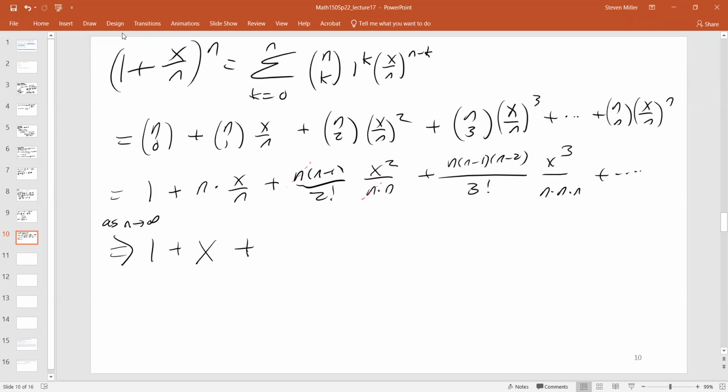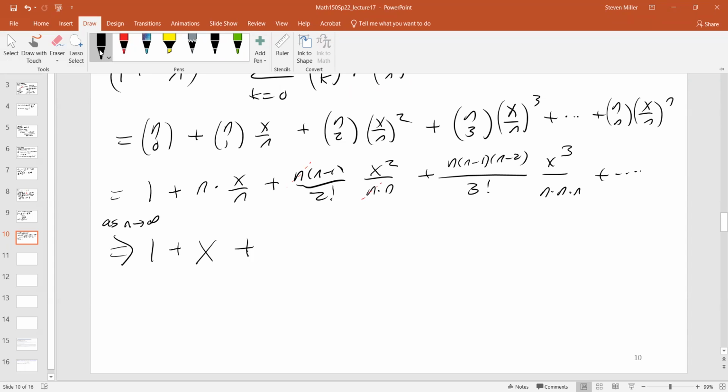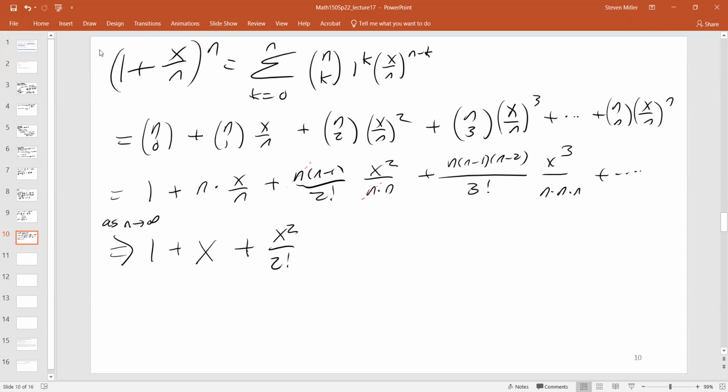Right? Now we have n minus 1 over n. What does n minus 1 over n go to as it gets really large? 1. 999 over 1,000. A billion over a billion and 1. A quadrillion over a quadrillion and 1. So the next term is just going to go to x squared over 2 factorial.